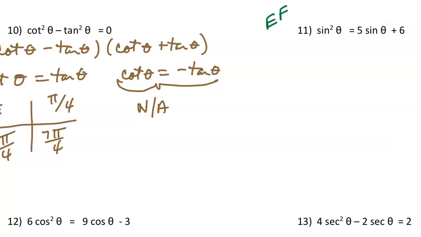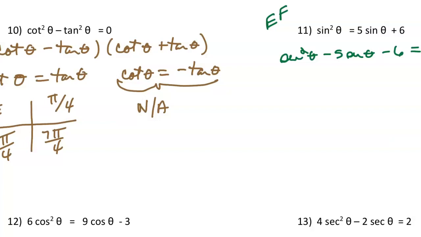So bring everything to the left side and set this equal to 0. Minus 5 sine theta minus 6 equals 0. Okay, we're going to do some substituting. Now, we're just going to make this visually easier to deal with.